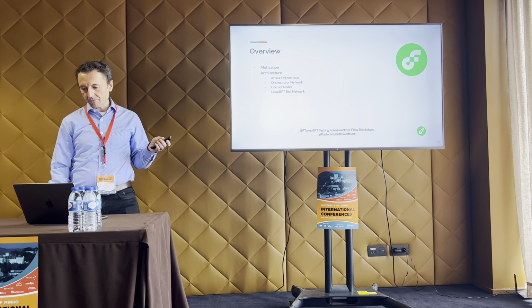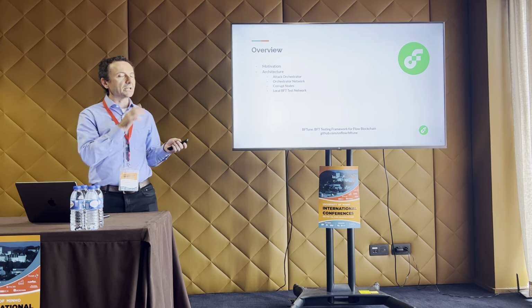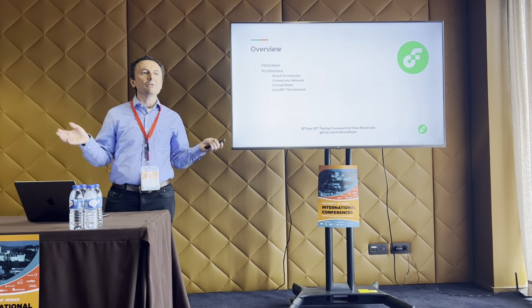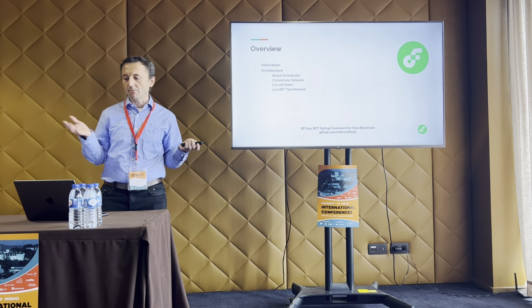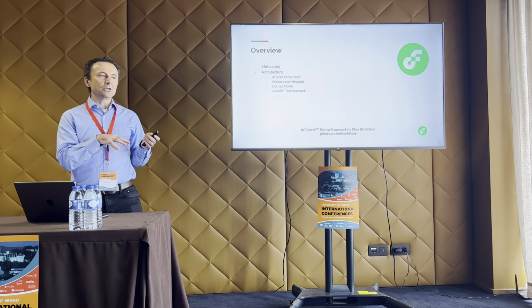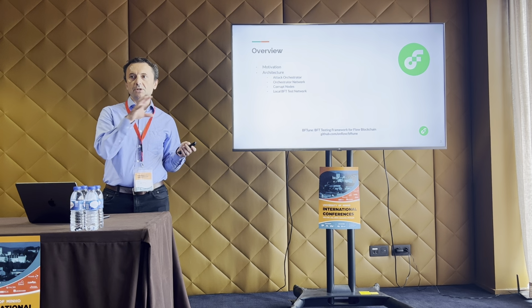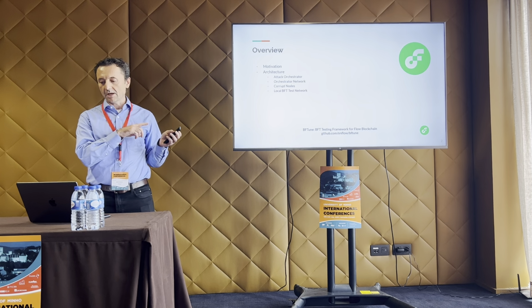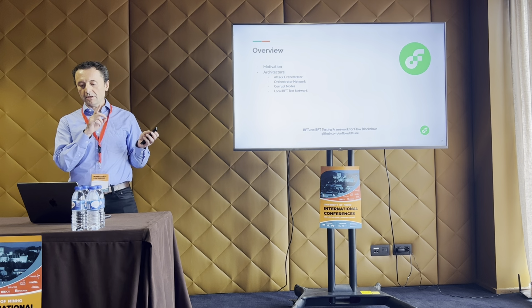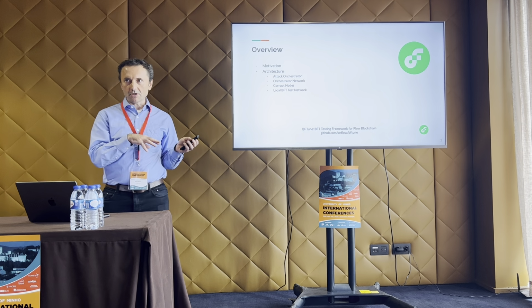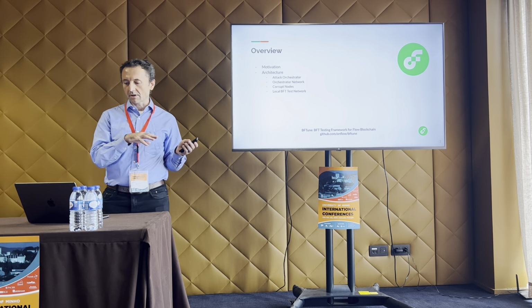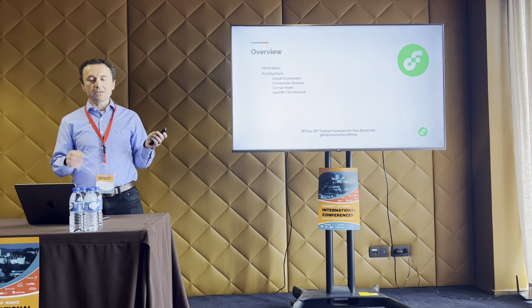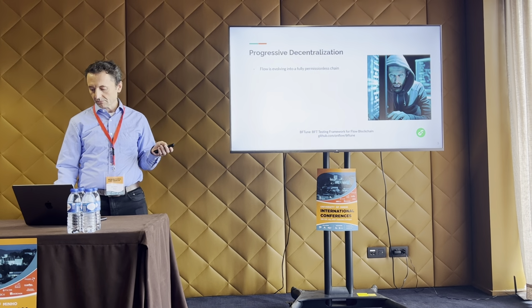Okay. Let's talk about the overview. We're going to cover the motivation, or why we even developed this in the first place. Why do we need this? And then the majority of the talk will be about the architecture, specifically the four main components: the attack orchestrator, the orchestrator network, the corrupt nodes, and the local BFT test network. Okay, let's start with the motivation.